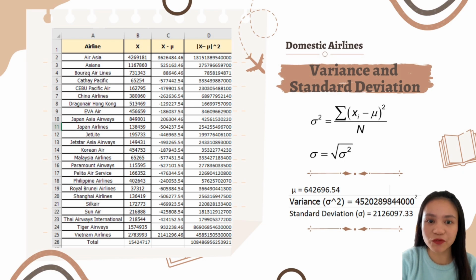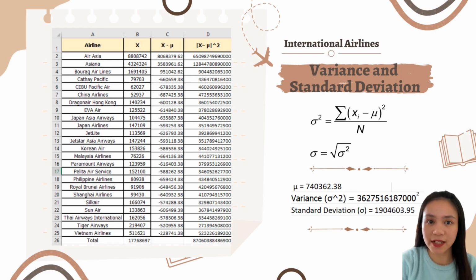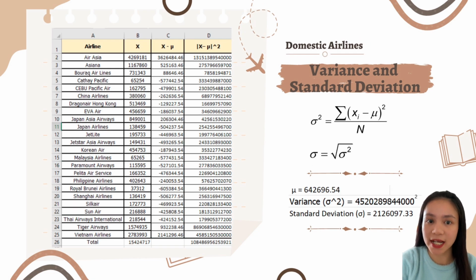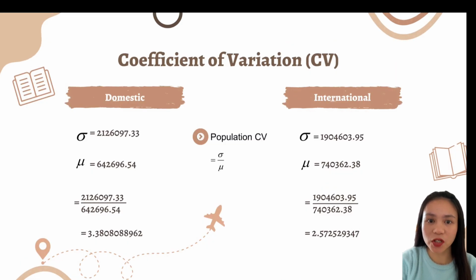Next, using population formula, the summation of variance and standard deviation, domestic airline 2126097.33 and for the international airlines 1904603.95, where the variance and standard deviation for domestic is higher than the international airline, with formula variance obtained by equal to total of squared difference value divided by population size, which is 24, then it will be square root for standard deviation.